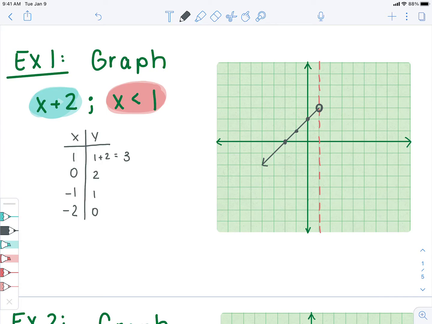So now I only have to worry about using an open or closed circle when I'm on the actual fence. All the other points that I'm plotting are always going to be closed. So only use open or closed circles on the fence. All the other points that I plot are just going to be normal.